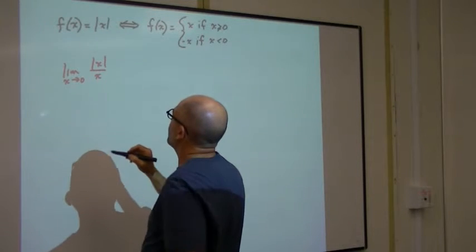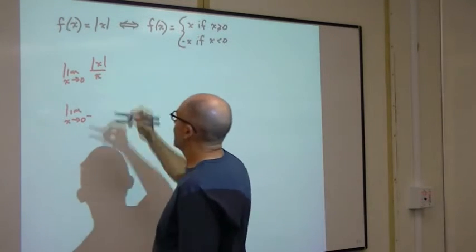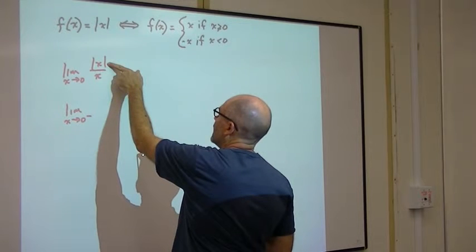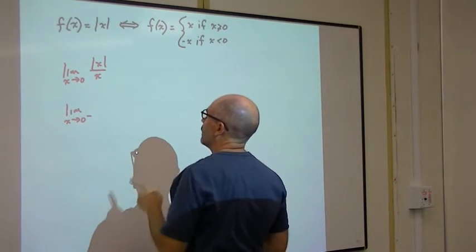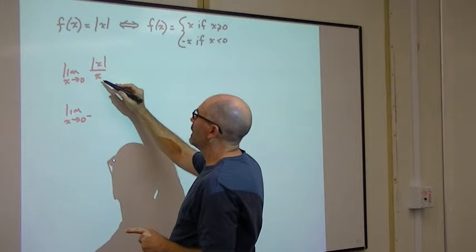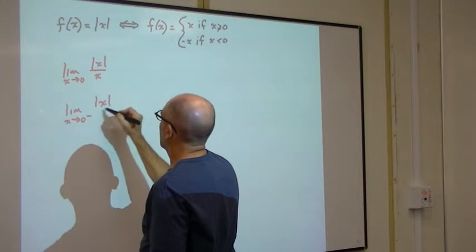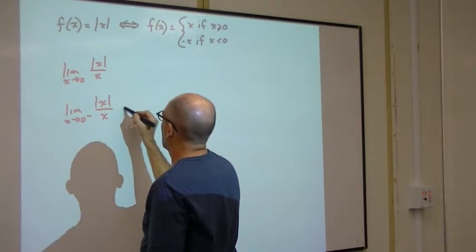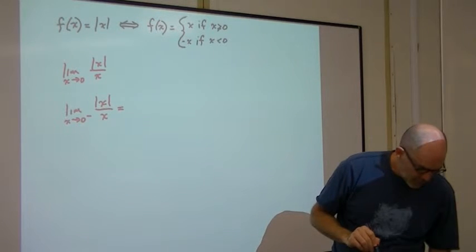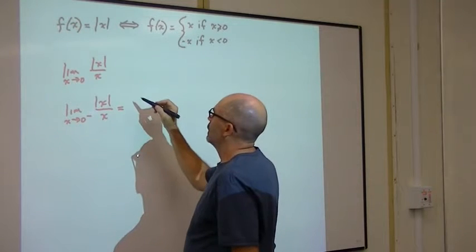Okay, so what we're going to do first is say the limit as x approaches 0 from the left of this value. As I'm approaching 0 from the left, I end up with a very small positive number over a very small negative number. So let's go and do the actual definition.